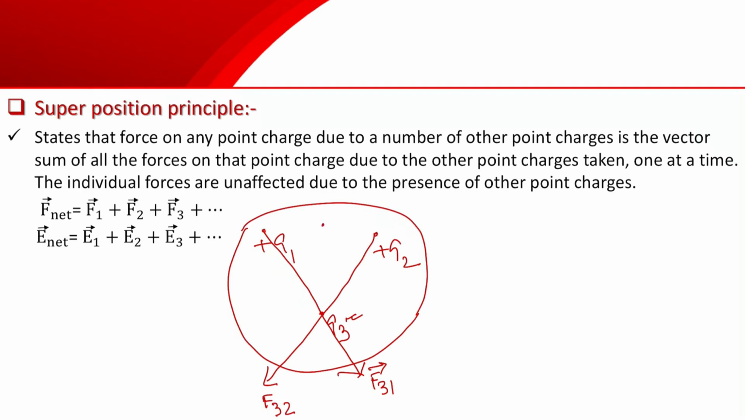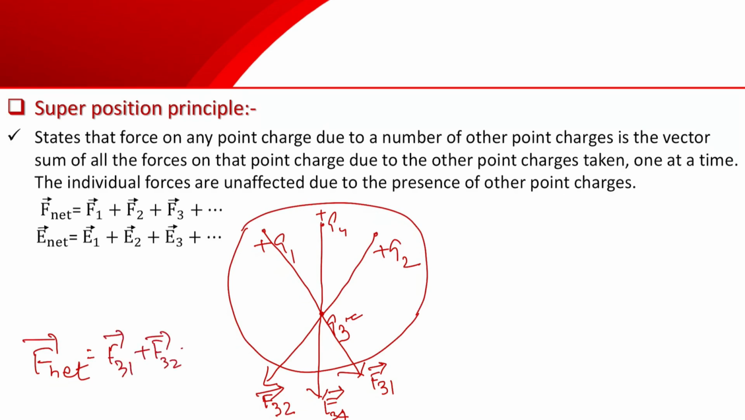F32. If we take another charge, let here be plus Q4, then this force will also be along this direction, and that will be F34. So according to the superposition principle, F net will be F31 plus F32 plus F34 and so on. So this is the superposition principle.